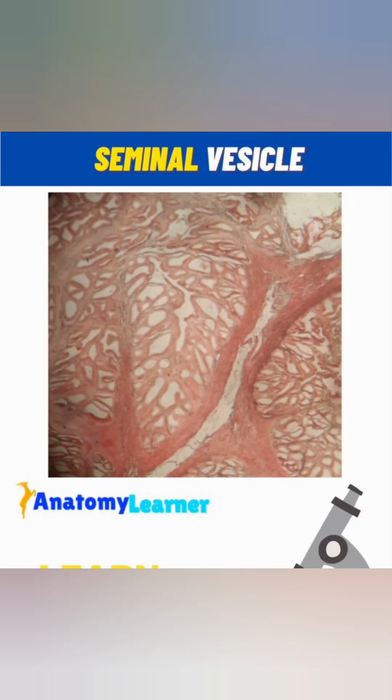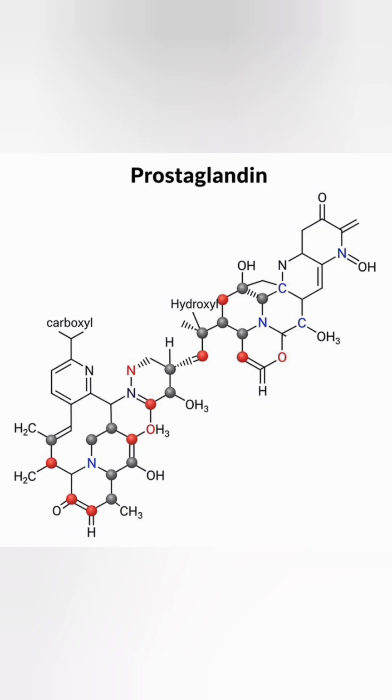Seminal vesicles. A pair of glands that secrete a fluid rich in fructose to provide energy for the sperm, prostaglandins, and clotting factors. Secretions of the seminal vesicle make up about 60 to 70% of the semen volume.